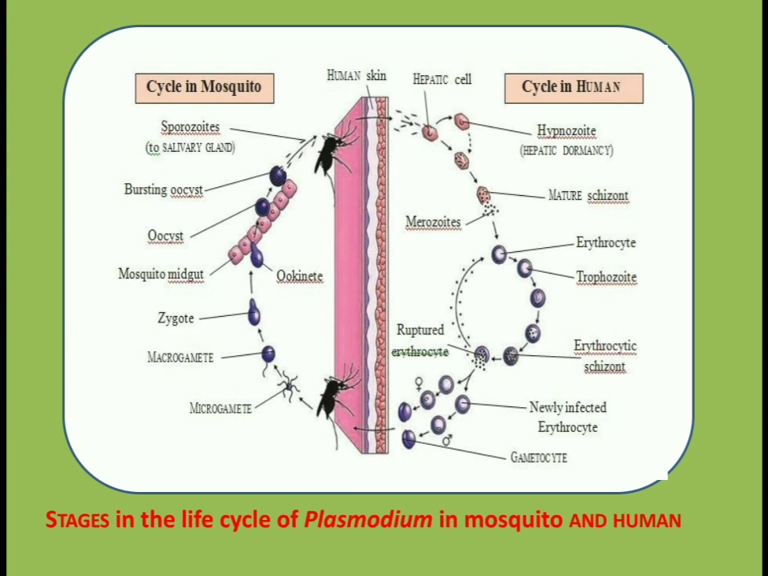The cells formed are now called merozoites. You are able to see this in the diagram.